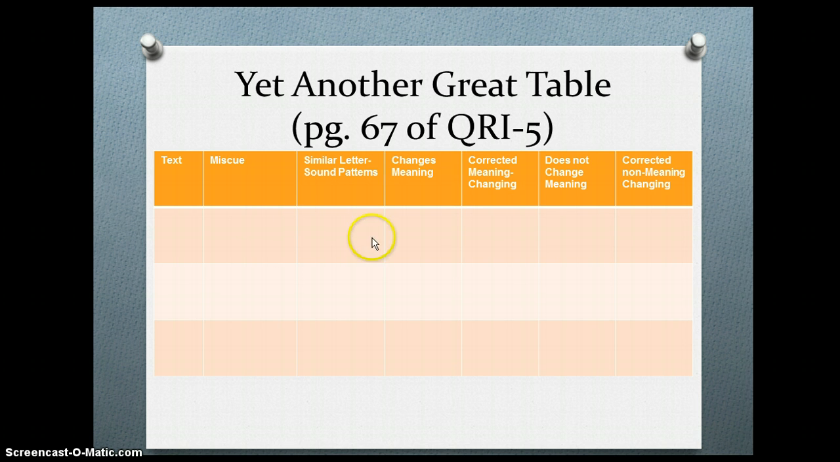Are they similar letter sound patterns? Does it change the meaning? Was it corrected meaning changing? Does it not change the meaning? Was it corrected non-meaning changing? And that's on page 67. So you can see what that looks like, but this is awesome for analyzing those miscues in a very systematic and easy to see way.